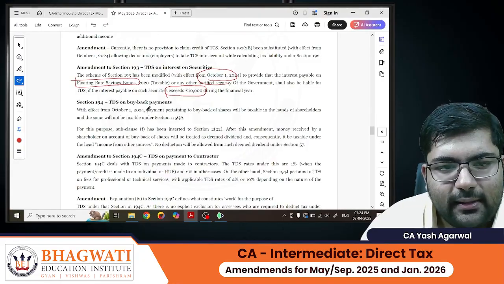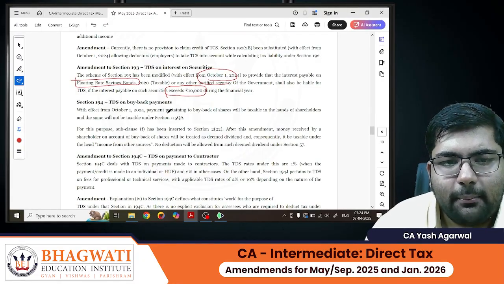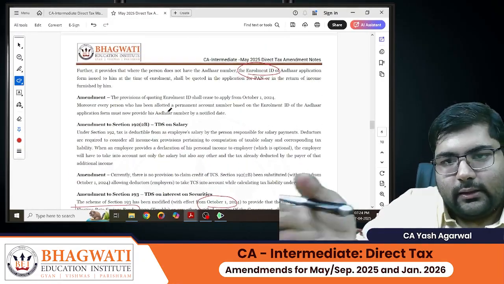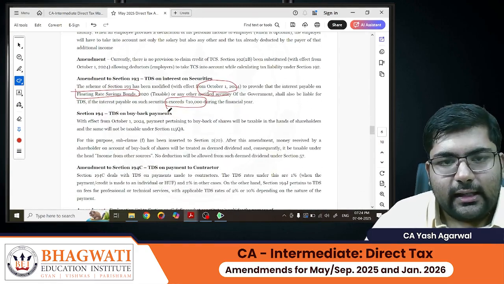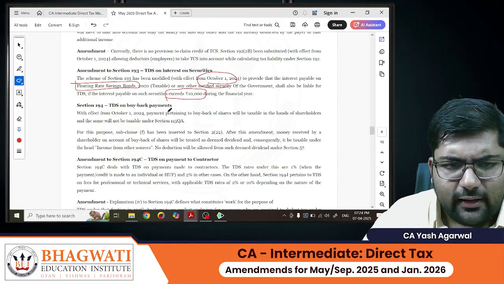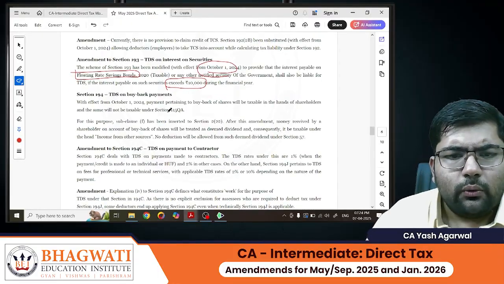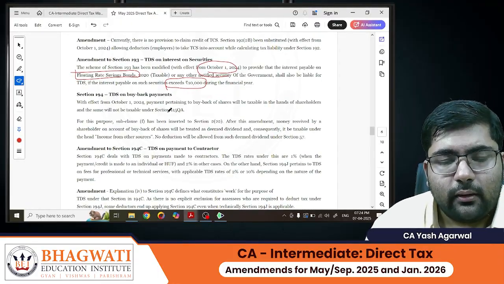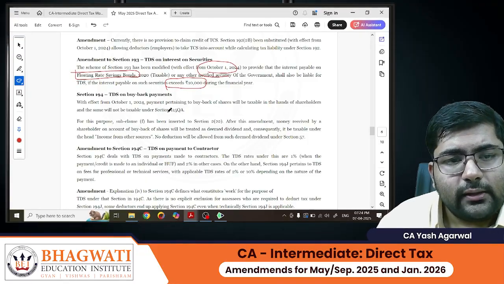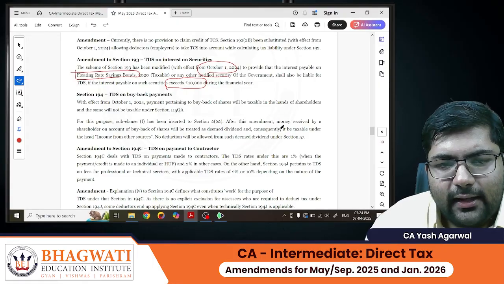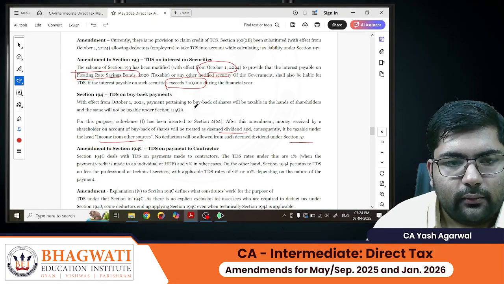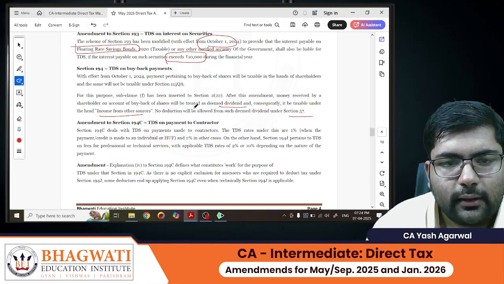TDS on buyback payments. See, buyback payments TDS would only be applicable until when? See, from 1st of October 2024, it has become taxable in the hands of the shareholder as dividend income. So, no more deduction of tax at source would be required on such income. Now, after the amendment, money received will be treated as deemed dividend, taxable under income from other sources. No deduction would be allowed. Okay.